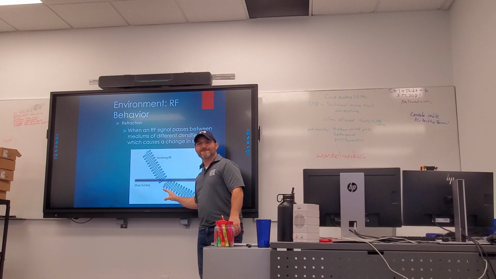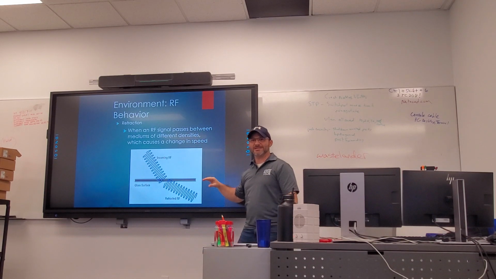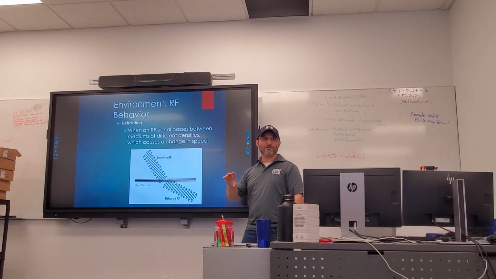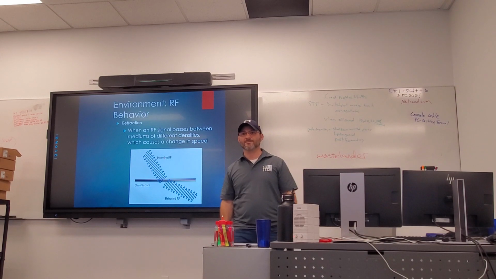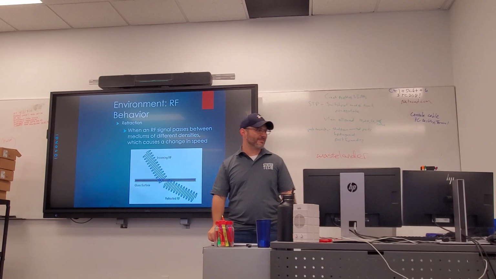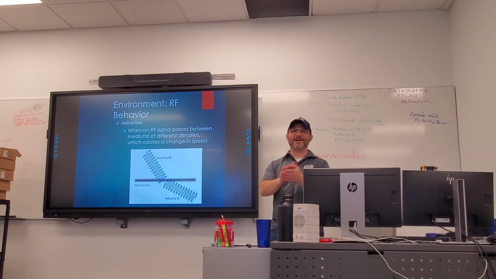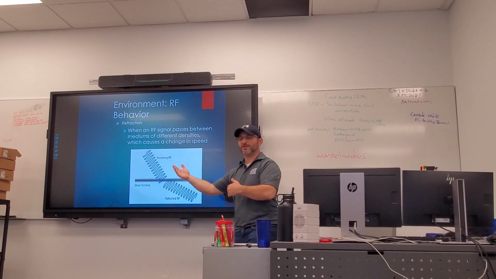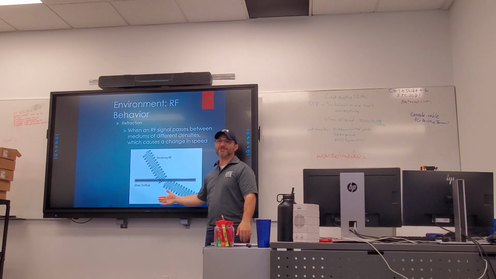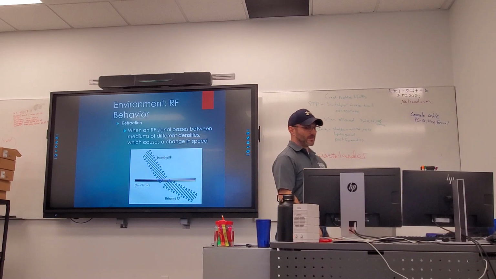Changing densities. What is that density difference called? The refractive index, right? A higher refractive index is causing that light to bend, essentially, right?